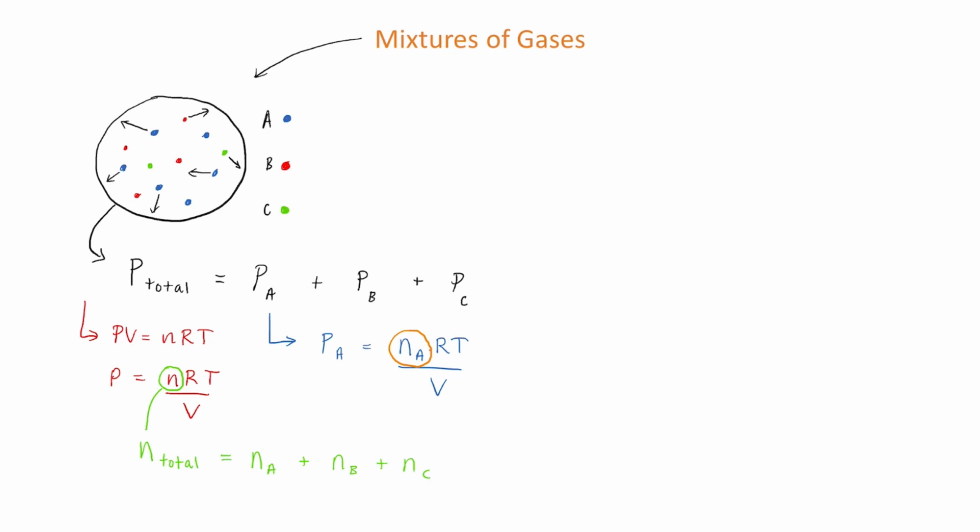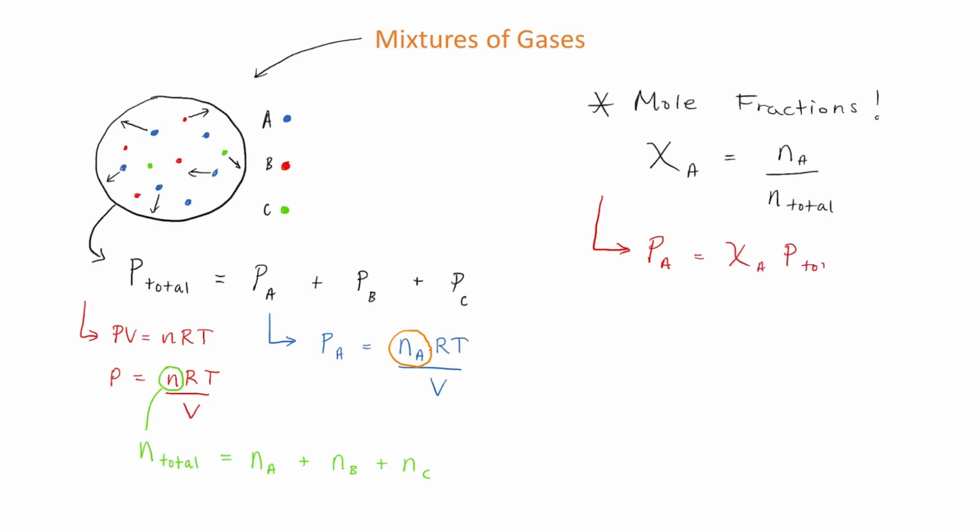Now you can use these equations to find the partial pressure, but there is a different way, and that way is using mole fractions. The mole fraction is the number of moles of one gas divided by the total number of moles of all the gases. And the reason we care about mole fractions is because we can use them to find the partial pressures. So if we wanted to find the partial pressure of gas A, we can use this equation, which says the partial pressure of gas A is equal to the mole fraction for gas A times the total pressure. And we can use the same equation for the other gases in the system.